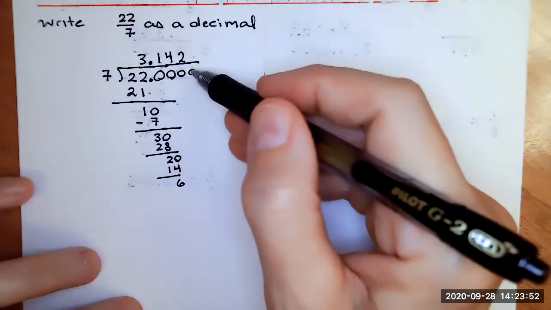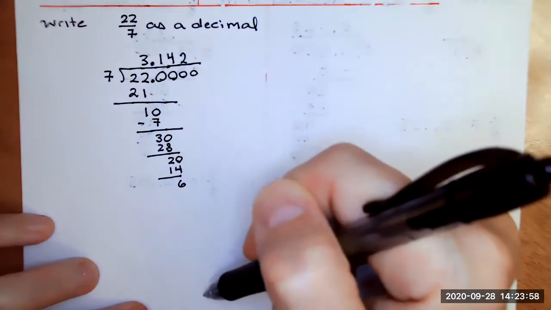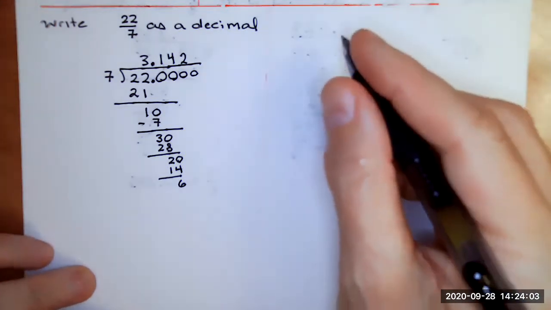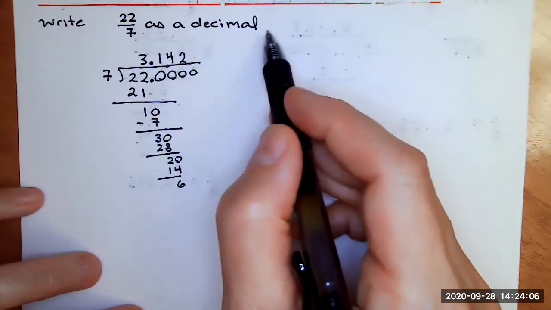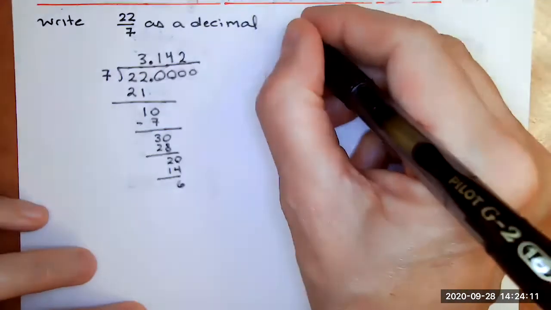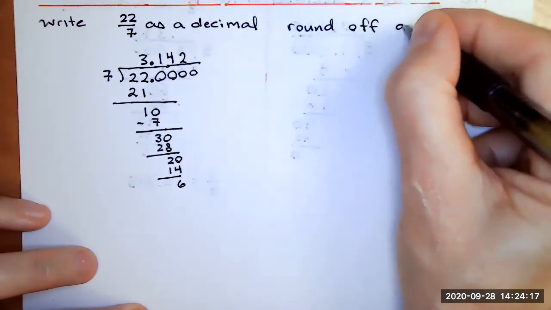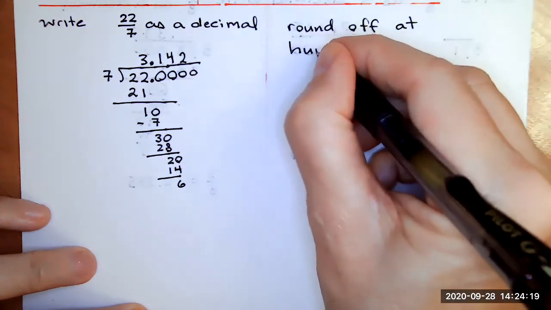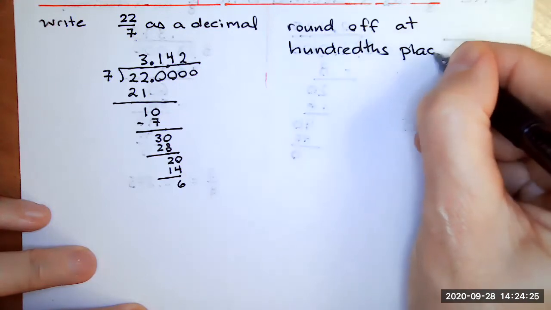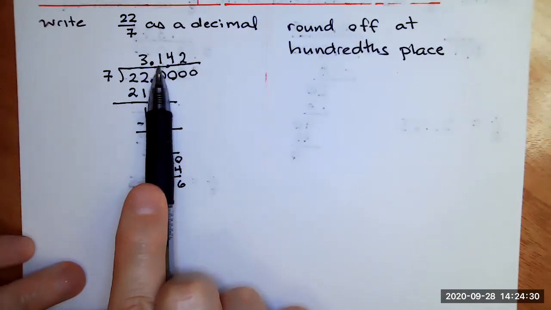All right, this is the third stopping rule. If it never ends and never repeats, you want to stop. Most of the time you'll have already decided how many decimal places you want your answer to be. Let's round off at the hundredths place. And remember, the hundredths place is right here.